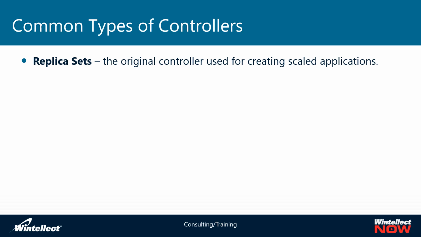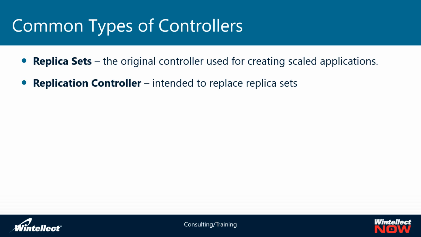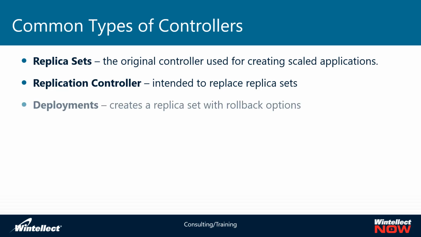And replica sets were the original attempt at doing this, and they've generally been deprecated in favor of two other kinds of controllers, mainly replication controllers, which added some functionality to the original replica sets, and deployments. Now, deployments are probably the most popular of these three nowadays within the context of Kubernetes, because it allows you to have replicas and a given replica set with rollback options in the event that you need to go back to a prior state and maybe there's bad code, there's a bad version, or something of that nature.